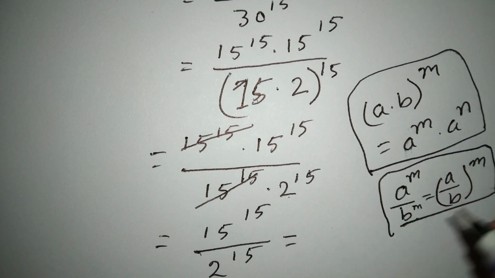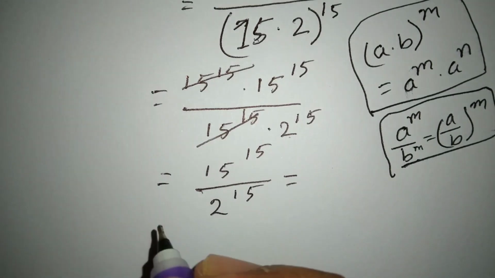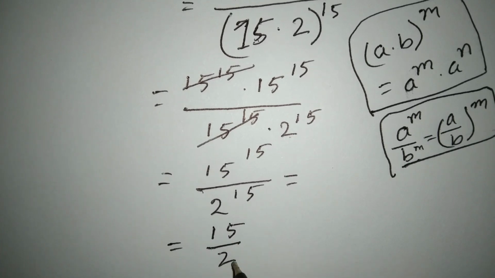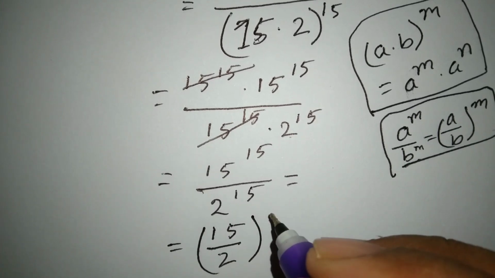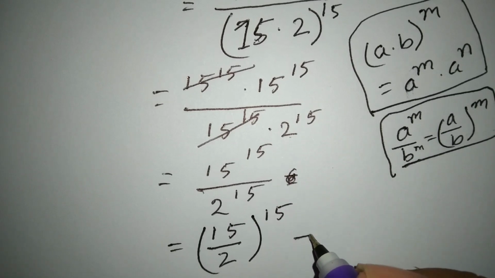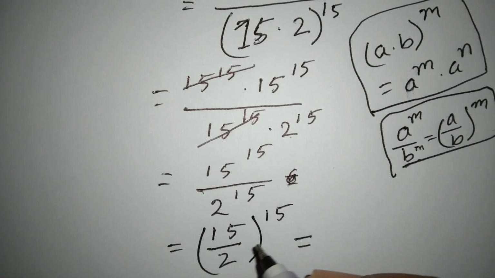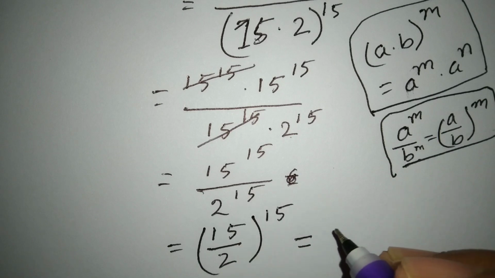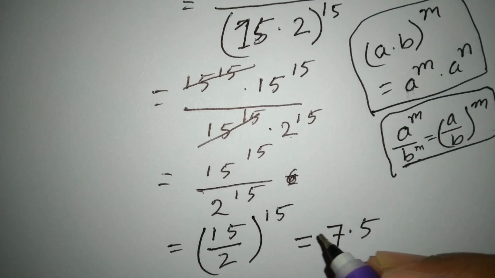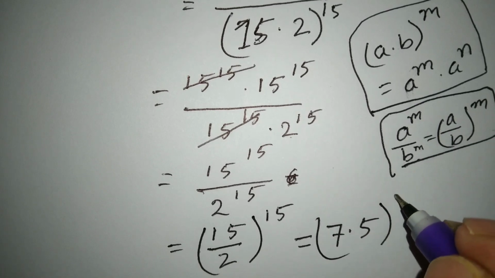By applying this formula, we can write 15 divided by 2 to the power 15 equals 15 divided by 2, which is equal to 7.5, to the power 15.